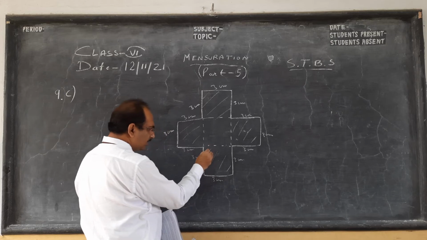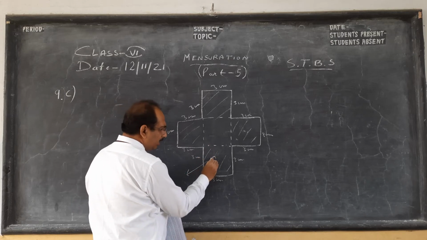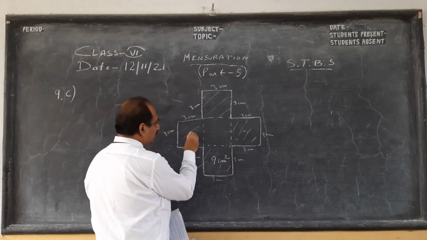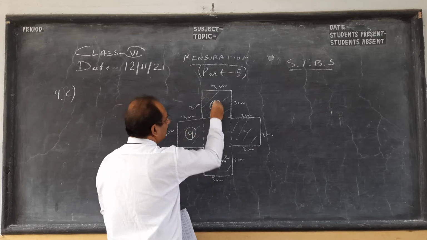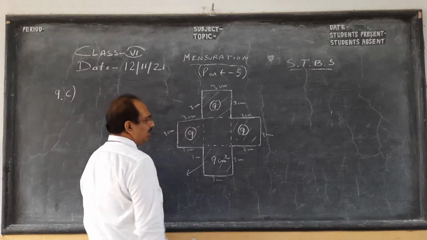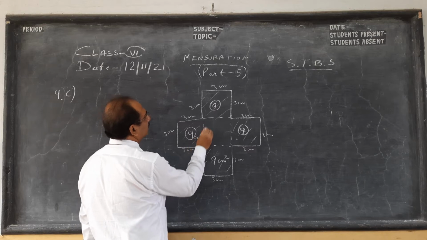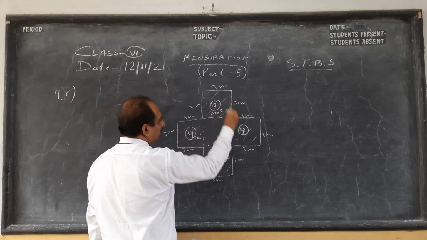Now, if you see this square, this one square, 3 by 3, is 9 centimeter square. Same way this is 9, same way this is 9, same way 3 square is 9. These are all 9 centimeter square. This is area, children. Okay, area of a square.